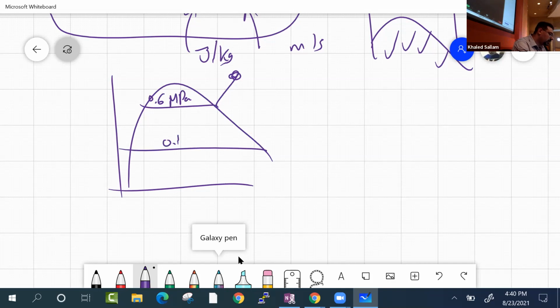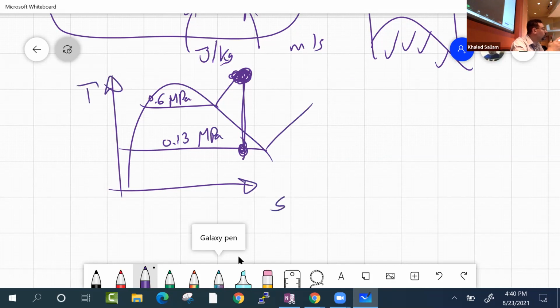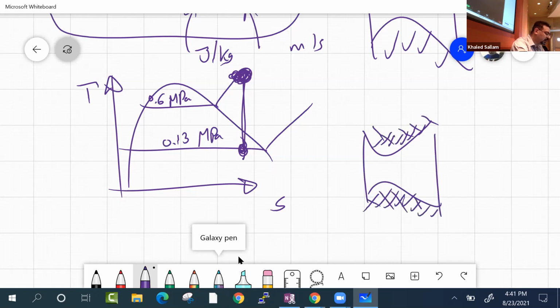And this is 1.3 megapascal. And so if you go isentropically downward, you will end up like this. Okay. And if you are not isentropic, you go to the right or to the left, if you have an adiabatic but not isentropic process. What's isentropic? Not just adiabatic. We said last time adiabatic and reversible. No losses. So that's how you go up like this.